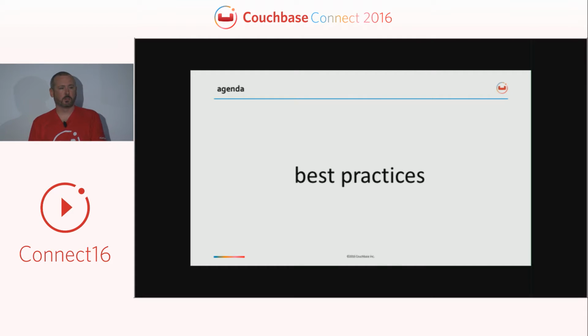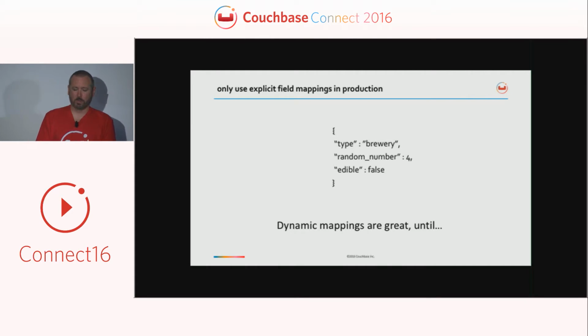So the section we want to talk about now is best practices. The first rule we would like to recommend is to only use explicit field mappings in production. We saw how easy it was to get started by just doing dynamic indexing of the whole document, and that is how we recommend you get started. But we would not recommend you do that in production.